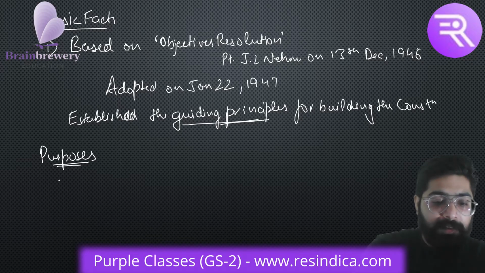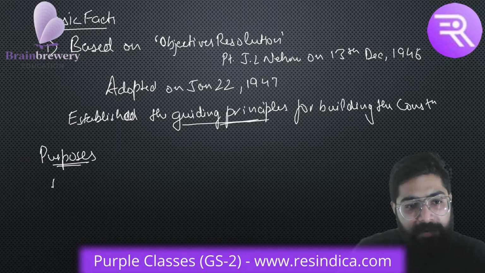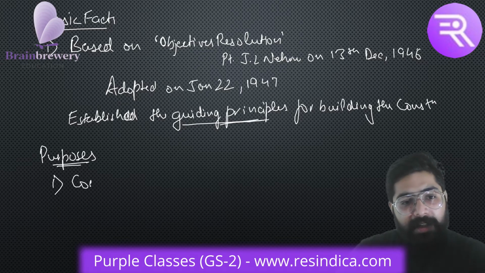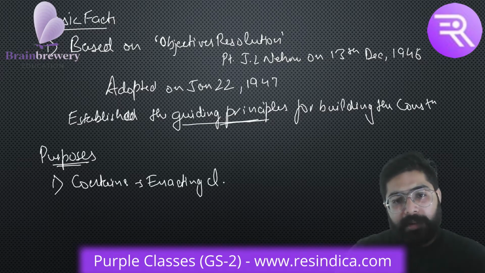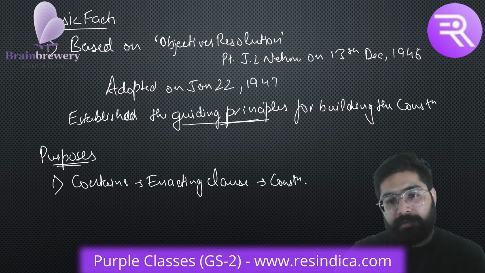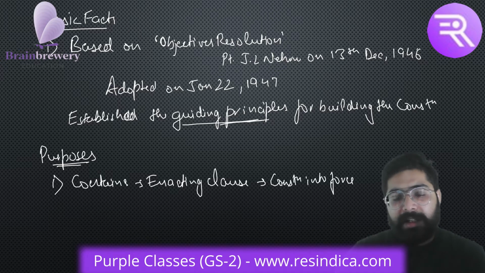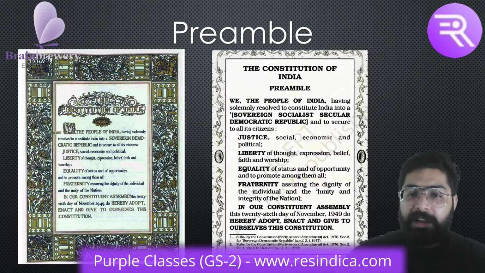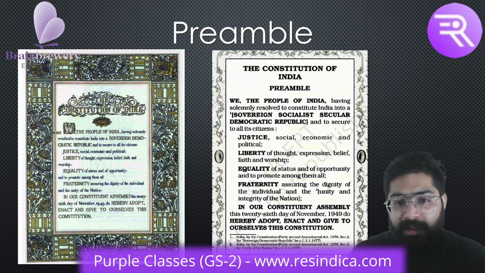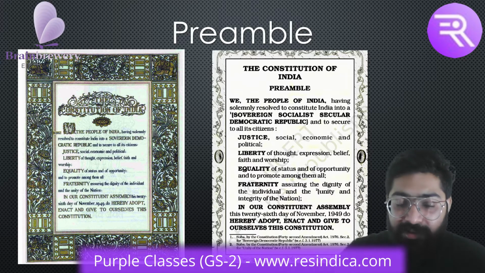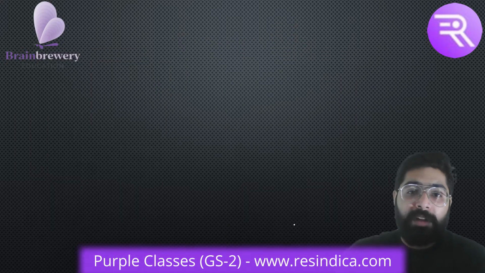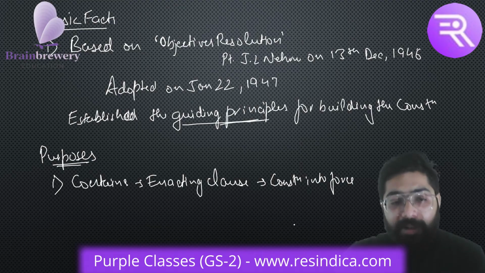Coming to the purposes of the Preamble, the first purpose it fulfills is that it contains the enacting clause, which brings the Constitution into force. In the last part of the Preamble, it mentions that in our Constituent Assembly, this 26th day of November 1949, we do hereby adopt, enact, and give to ourselves this Constitution. This is how it serves the purpose for our Constitution.